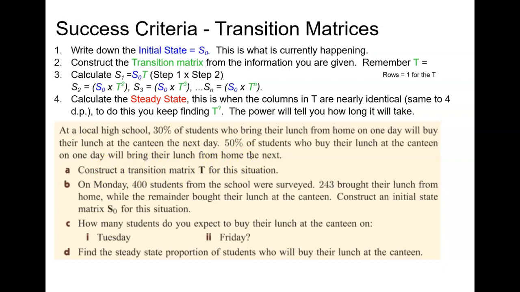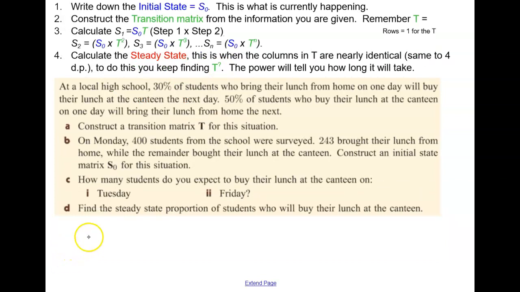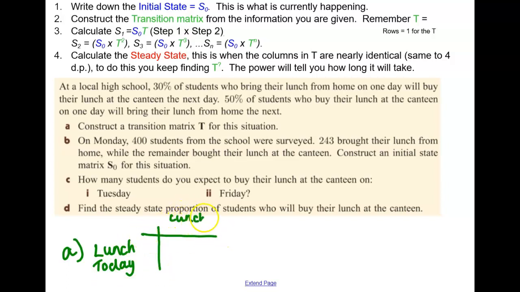So what we're going to do is have a look at the question. It says construct a transition matrix T for this situation. So this is jumping straight to step 2, and we're going to do our transition matrix. So for part A, we are going to first of all look at what we've got for lunch today. And today is going to be in this way, and then lunch tomorrow is going to go here.